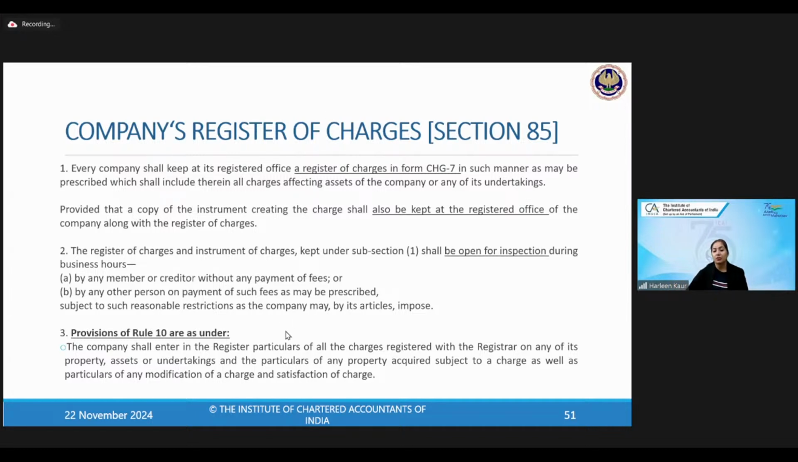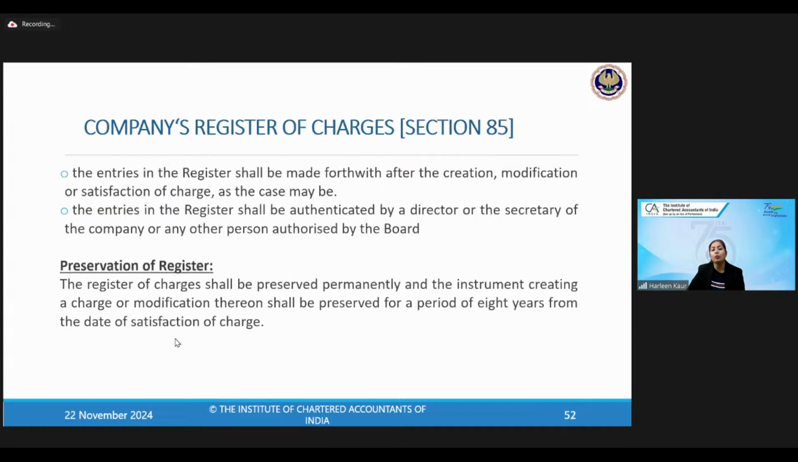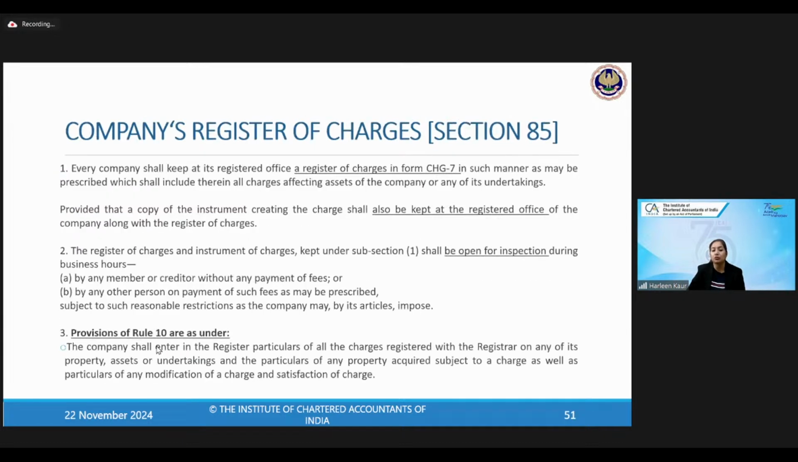And articles can impose restrictions also. The company will enter the names in the register, with particulars of the property and assets. So the provisions of Rule 10 tell you what all details have to be entered in the register. The company will enter all the details related to all the registered charges which have been created, all the property against which the charge has been created, subject to the charge, as well as any modification and satisfaction of charges.